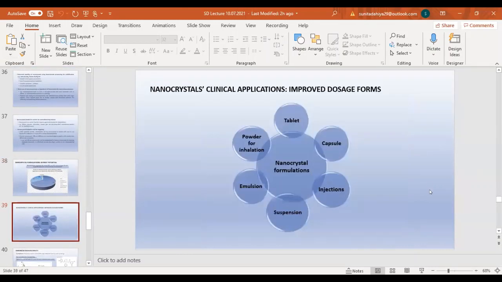Also, several research efforts have tried nanocrystal incorporated dosage forms like tablets, capsules, injectables by various routes, suspensions, emulsions, and powder for inhalations.